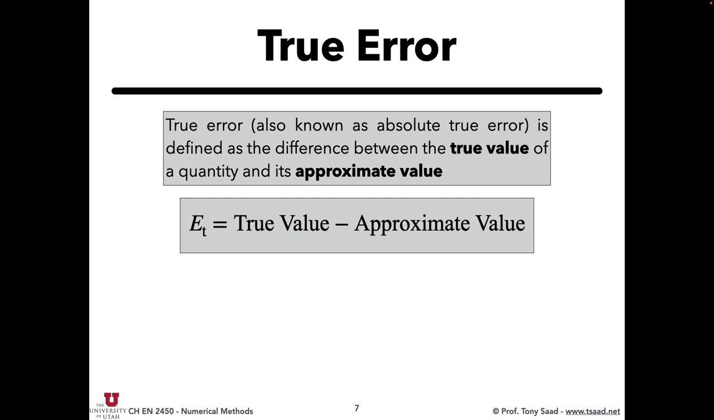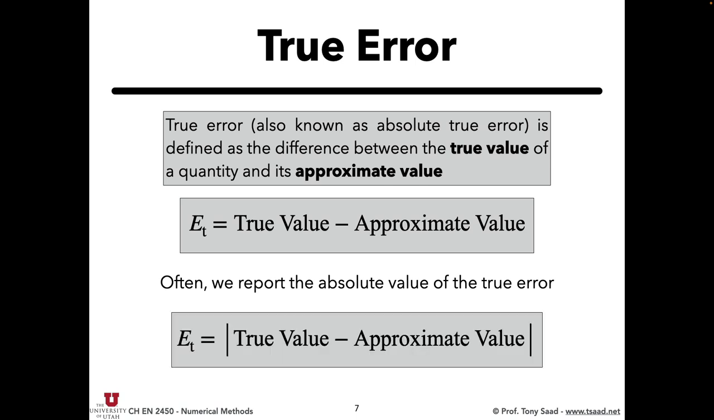You will find many different symbols used for it, but here in this class, this is the nomenclature we're adopting. Capital E subscript T refers to a true error. It's simply the true value minus the approximate value, or often reported as an absolute value. That would be called the absolute true error. I'll be very explicit in an exam or in homework, telling you to calculate the absolute value of the true error. So you simply put an absolute value so you don't get a signed error, minus or positive.